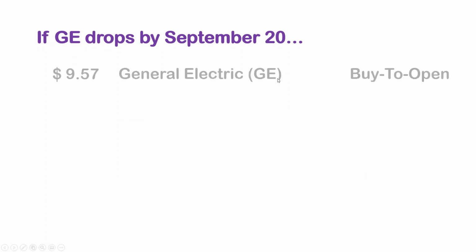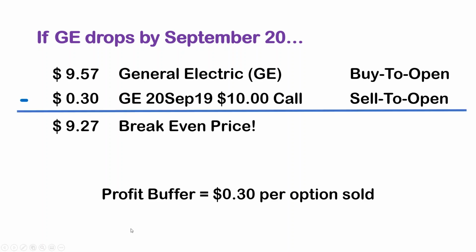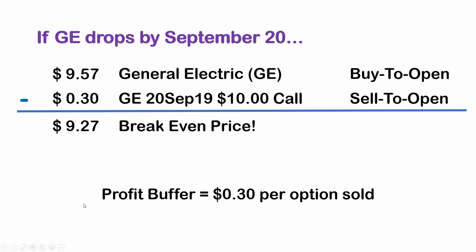Now, what if GE drops by September 20? Well, built into this is what we call a profit buffer. I have 30 cents of profit built in that buffers me from losses. In other words, my break-even price is $9.27. So that's kind of a good thing. Now, stay tuned because I'm going to show you in about 10 minutes how we collar this position, which protects us even further. But even built into the inherent trade, we have these profit buffers.